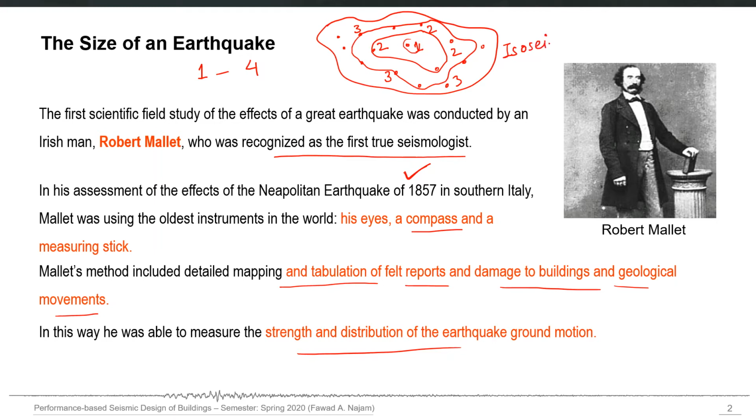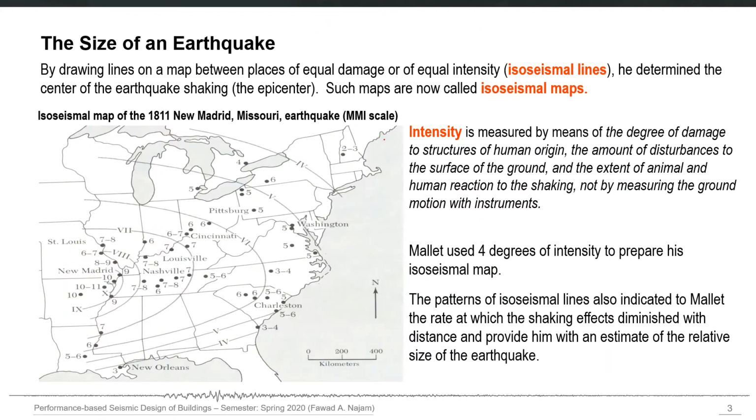Isoseismal lines, as the name indicates, have experienced the same level of seismicity or the same level of damage from one particular earthquake. So these isoseismal lines or contours are the lines of equal damage or equal intensity. Using these lines, he was also able to determine the center of the earthquake shaking, which is the epicenter.